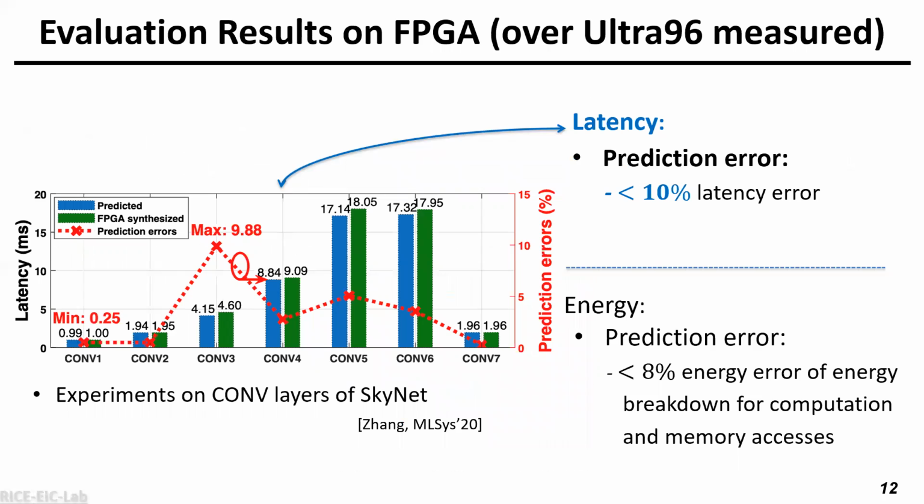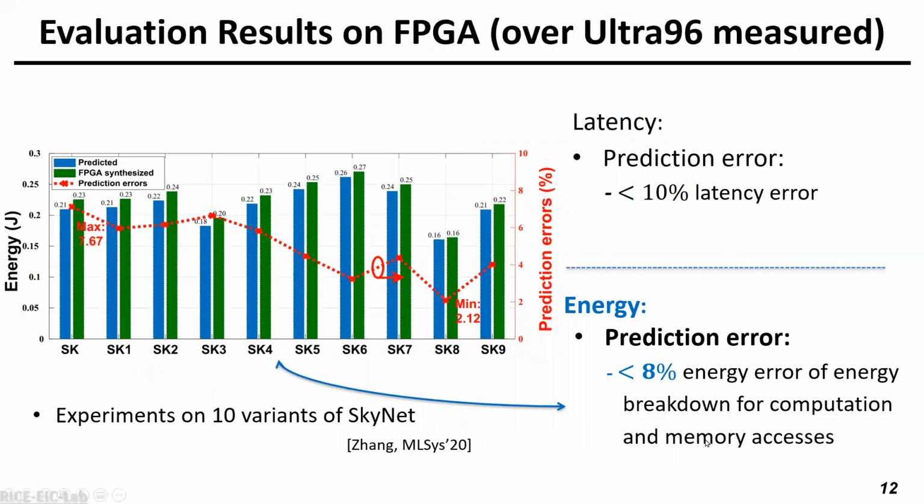Next, I will show that our DNN chip predictor performs well not only for ASIC accelerators, but also for FPGA accelerators. For example, this figure shows that the latency prediction error is less than 10%, while this next figure shows that the energy prediction error is less than 8% compared to the FPGA-measured one.